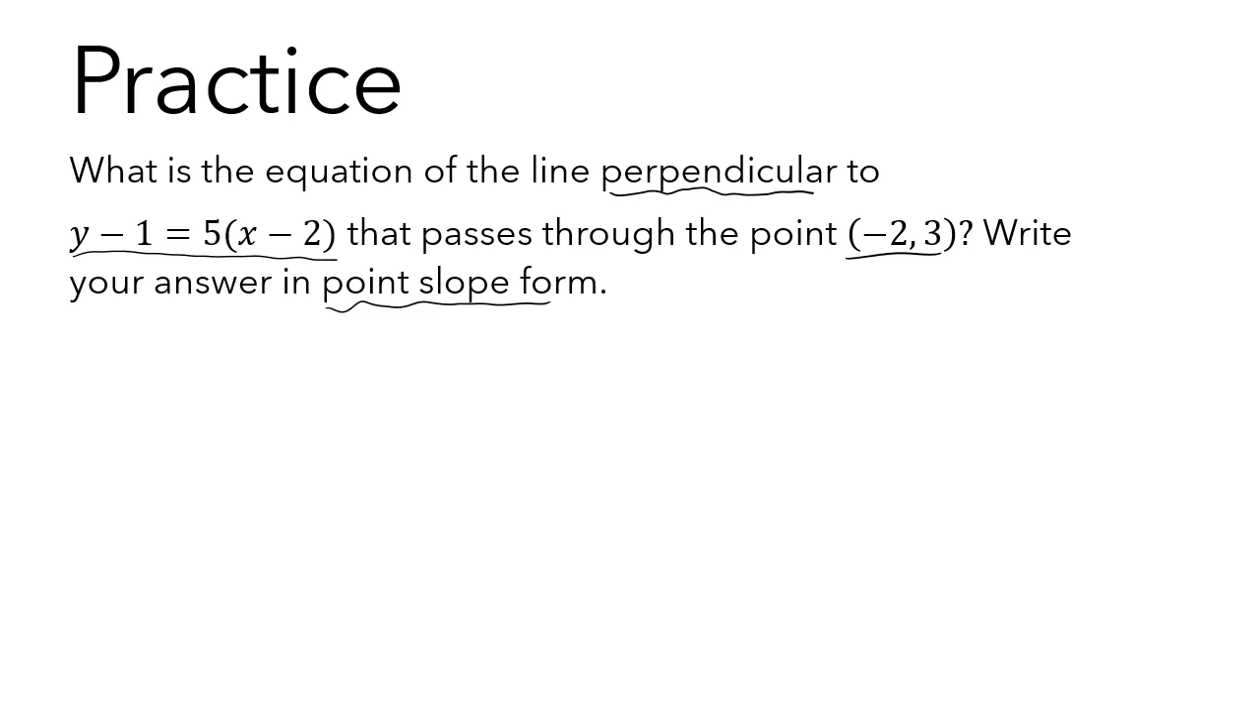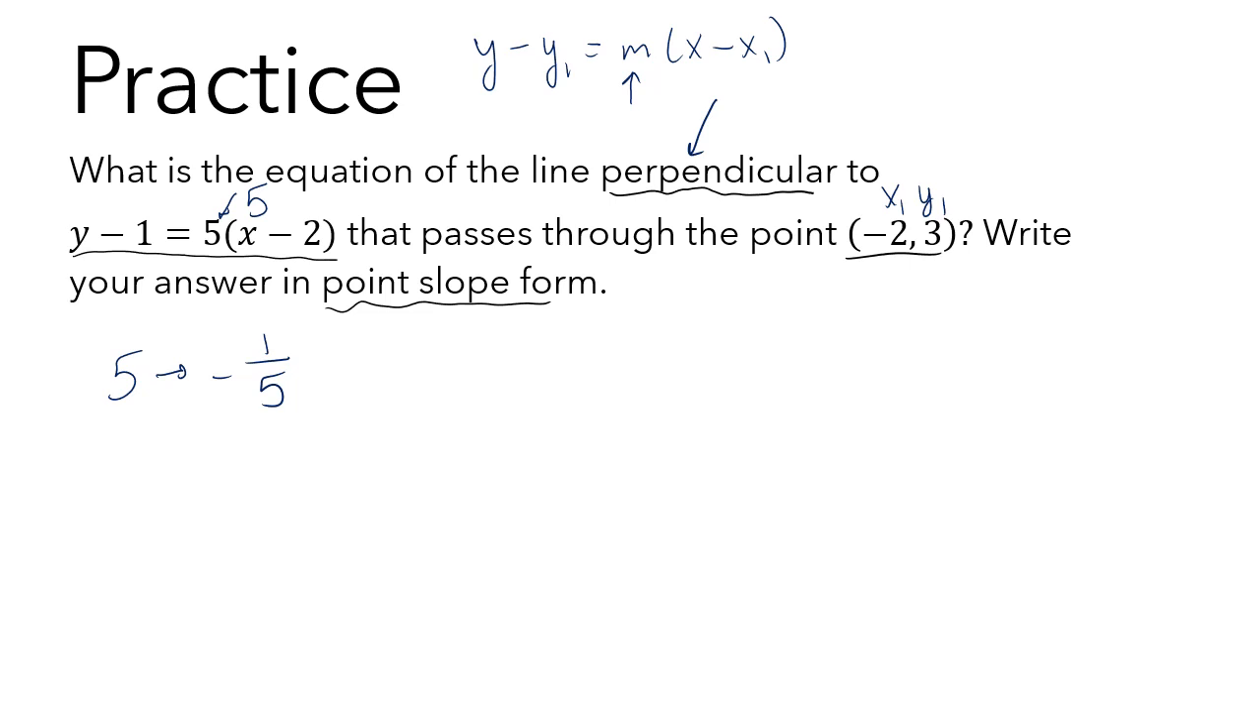So let's do it. First, let's find the slope that's perpendicular. The original equation, remember, point-slope form was y minus y1 equals m times x minus x1. So that number in front of the parentheses is my slope. In this case, it's 5. If the original slope is 5, that means the perpendicular slope is going to have to be negative 1 over 5. Then I've got my point here, x1, y1, and I can put it together just like the last question and get my equation.